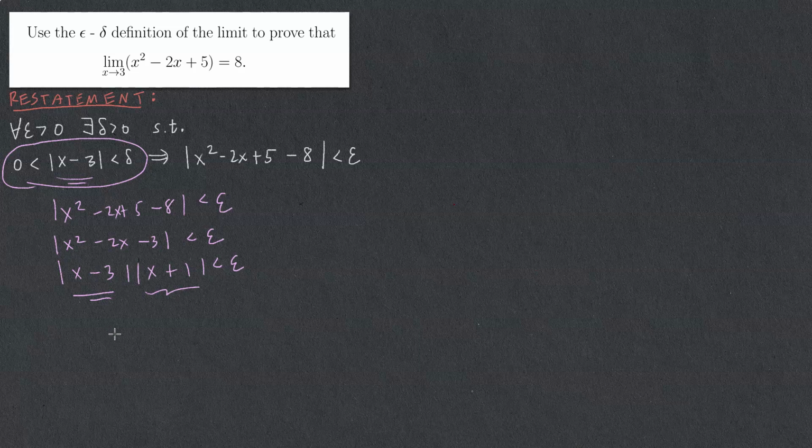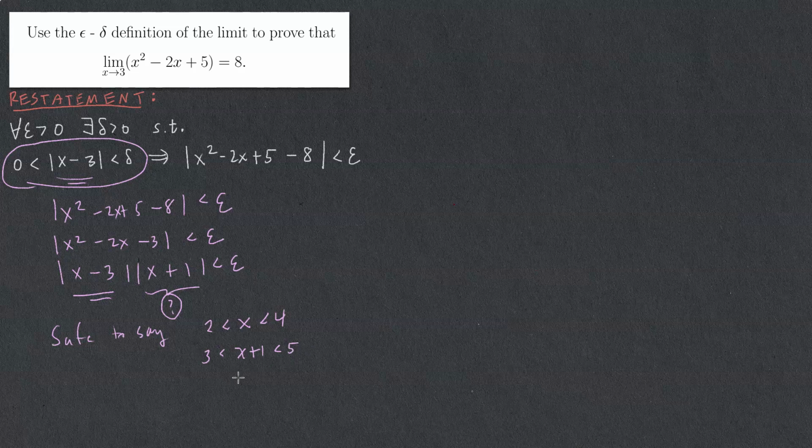Well, if x is approaching 3, I think it's safe to say that x getting close to 3 means it would have to be in between 2 and 4. If it's close to 3, it's got to be between 2 and 4, right? And so let's see if we can work with that a little bit. If x is between 2 and 4, what can we say about this x plus 1 expression that's left over there? Well, let's do a little arithmetic here. That means that x plus 1 would be between 3 and 5.